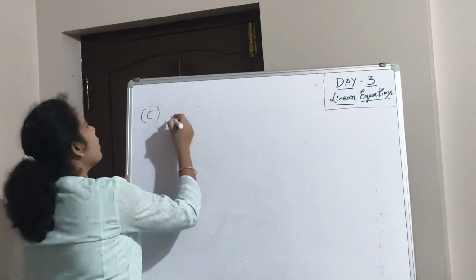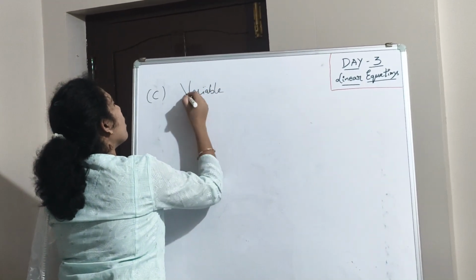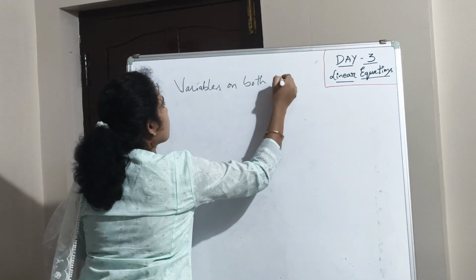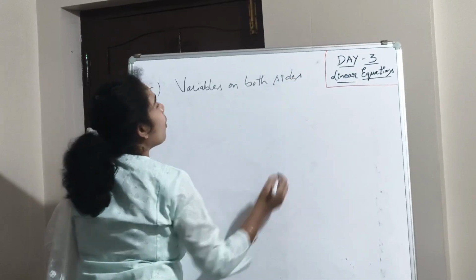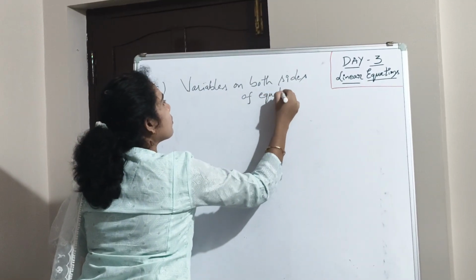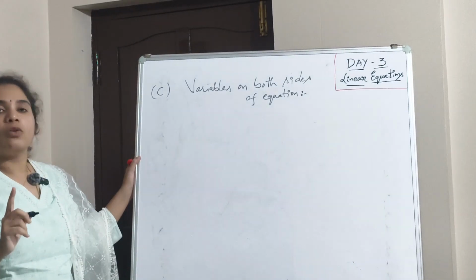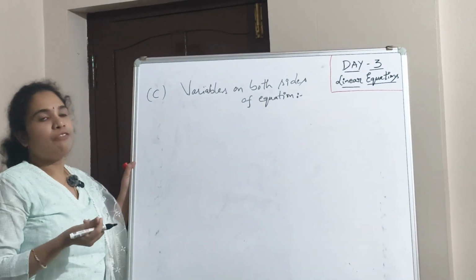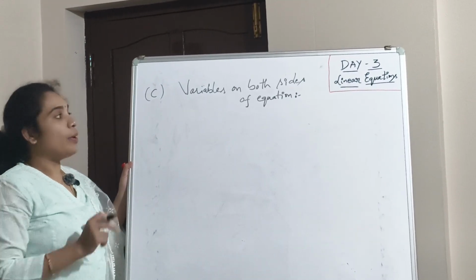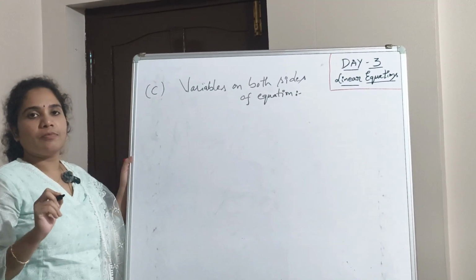Let's see the next type of equation: variables on both sides. Variable on both sides of the equation. Till now we have had a variable on only one side. If we say x plus 5 is equal to 10, x is there only on one side. But in this type, we'll have variables on both sides.